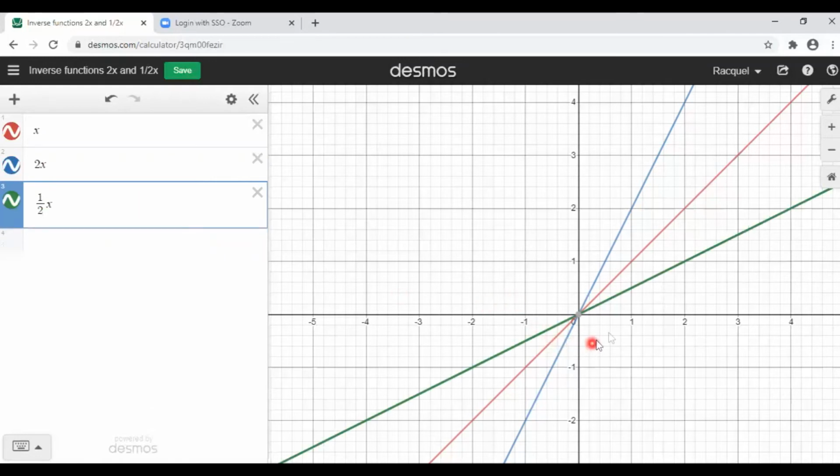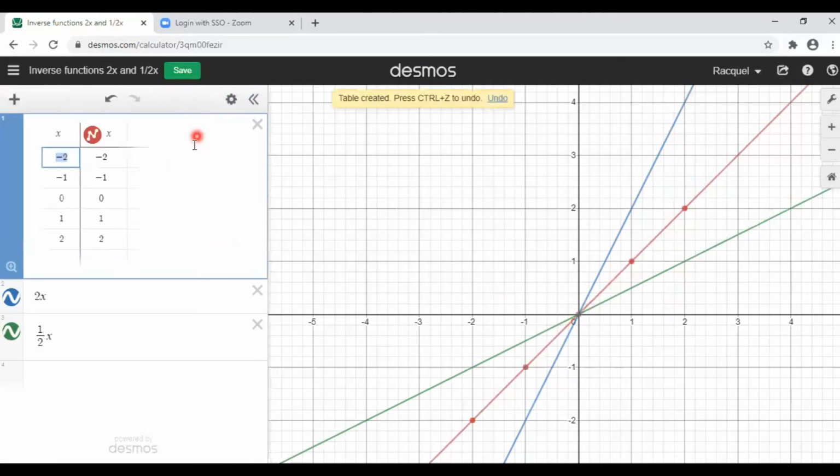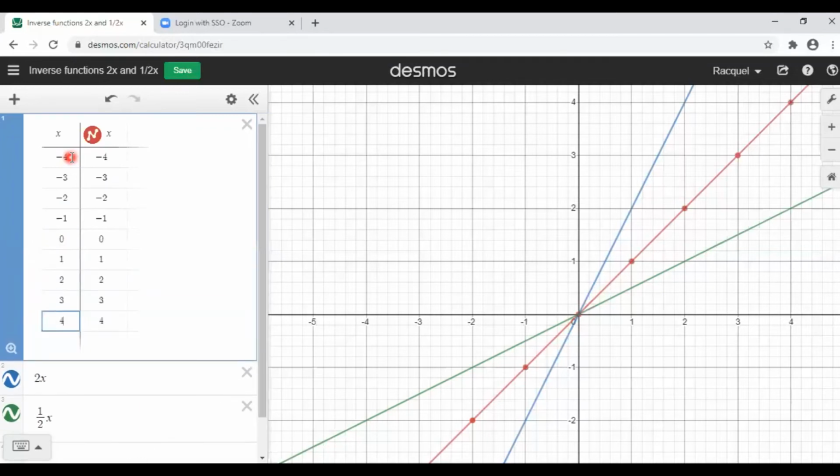Now, as you can see, this graph is a reflection of this graph with respect to y is equal to x. So let us show some points on each graph. So we have, we'll make it as -4, -3, -2, -1, 0, 1, 2, 3, and 4.